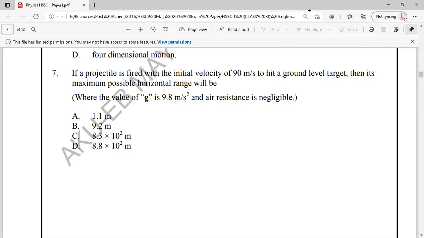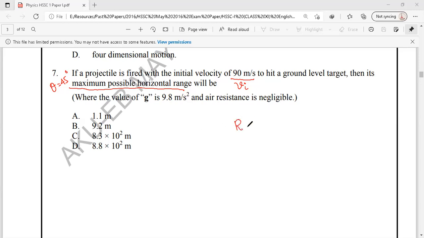Then we have question number 7. If a projectile is fired with a velocity of 90 meters per second, this means we have our initial velocity, then its maximum possible range will be? So we have to find the maximum possible range. This means that theta should be equal to 45 degrees, because at 45 degrees the projectile has the maximum range.